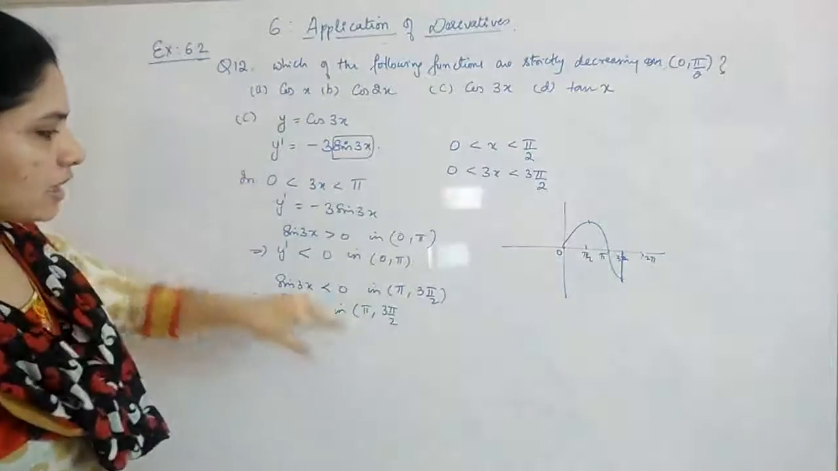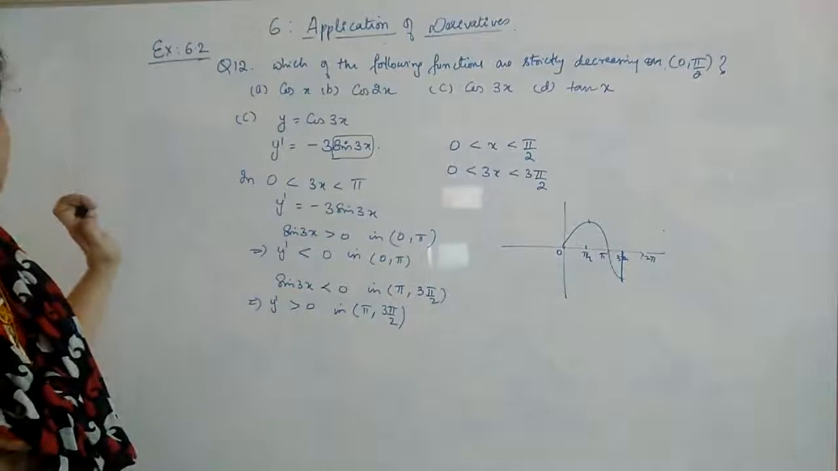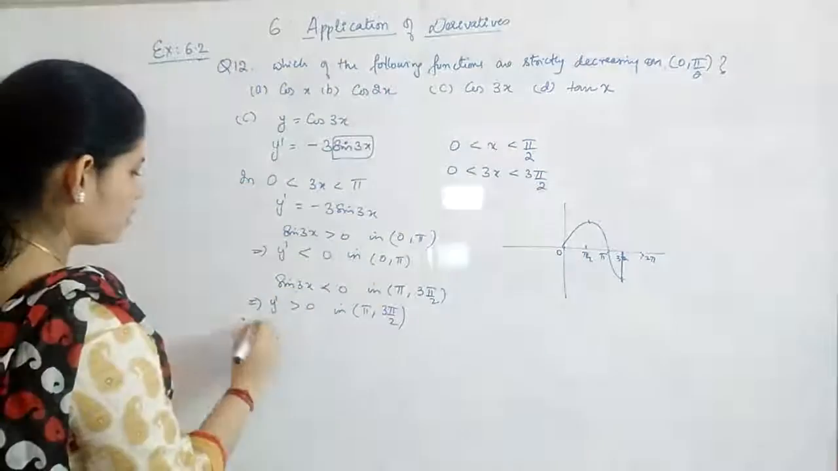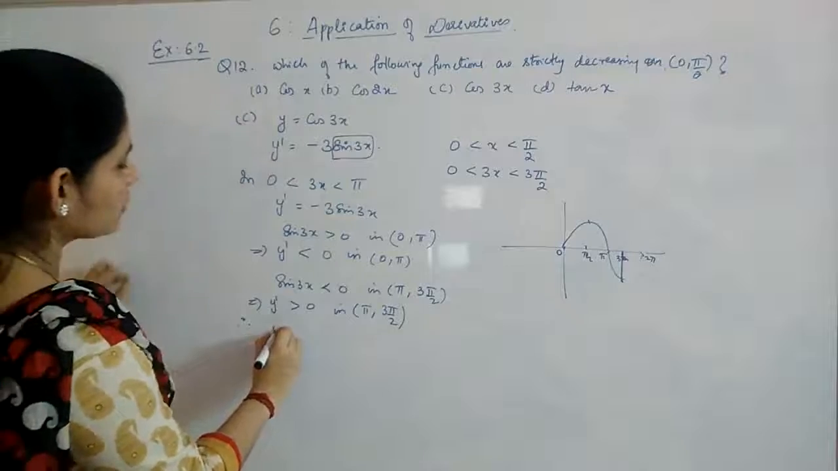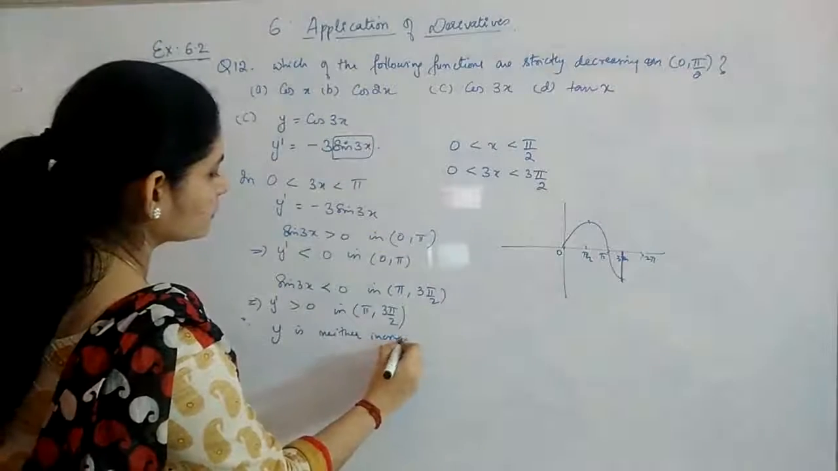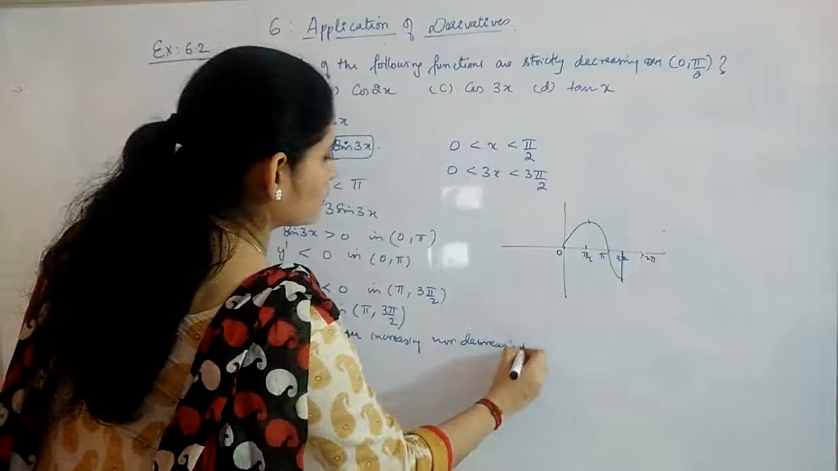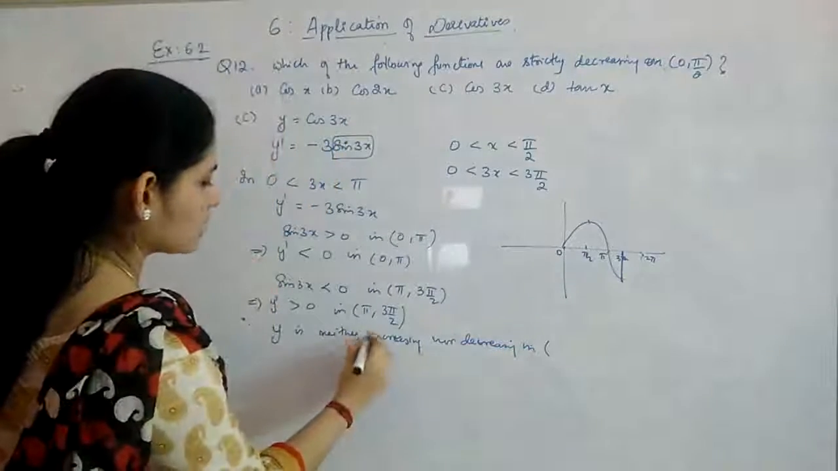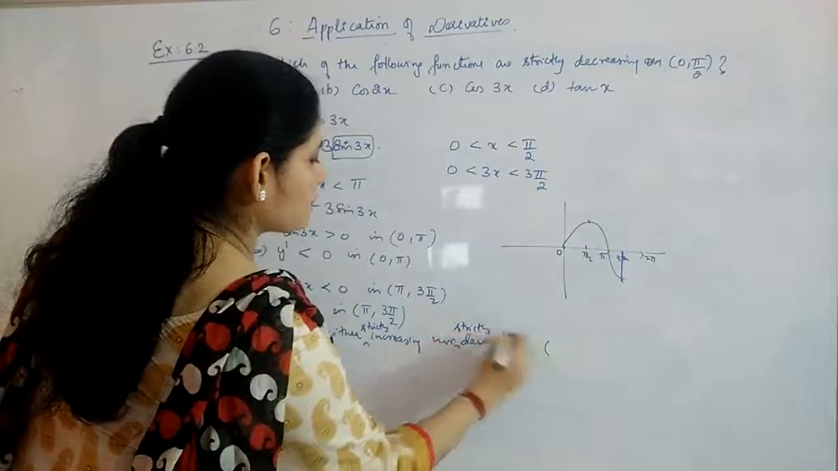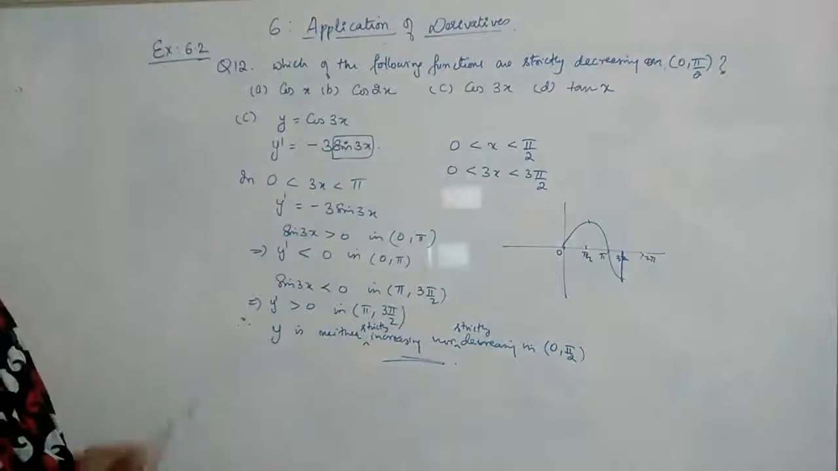So altogether you are getting it is increasing as well as decreasing. So you will say that it is neither increasing nor decreasing on the interval 0 to pi by 2. Okay, so you have two cases together. Therefore y is neither increasing nor decreasing in the interval, or you can say neither strictly increasing nor strictly decreasing, because you are checking for the open interval 0 to pi by 2. So for this case it is neither nor.